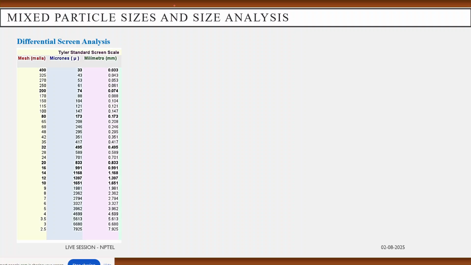So next we will focus on the differential screen analysis. Suppose this is the standard detailed screen scale. The mesh is given, the microns are denoted, and the millimeter is the opening size that it denotes.